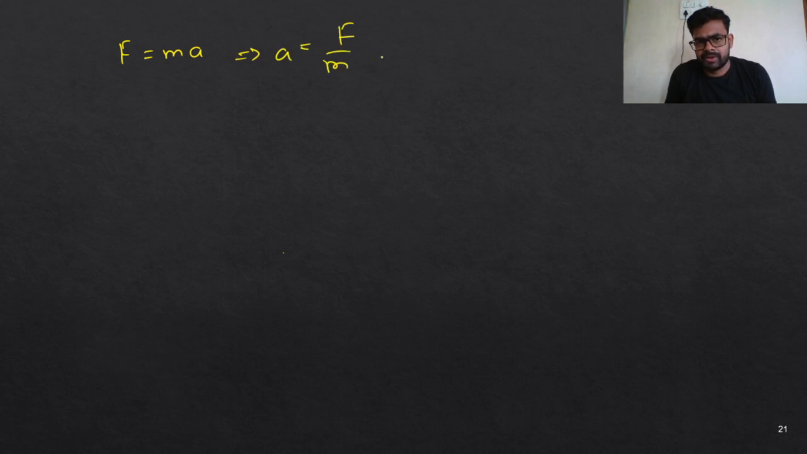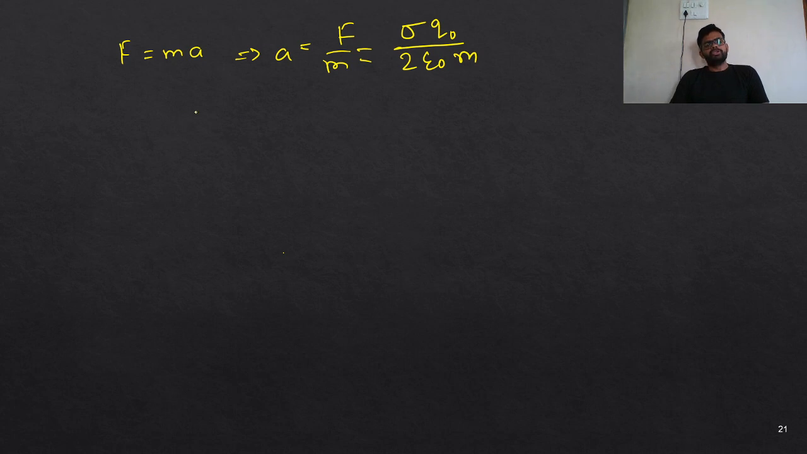Listen, you know one thing, F is equal to ma, right? So what will be the acceleration here? Acceleration will be F by m. So what is the value of F? Sigma q naught upon 2 epsilon naught, divided by m. So this is the acceleration, and in which direction? Downward direction. So the particle is moving like this, it will come back. So I will say just like gravity it will work.